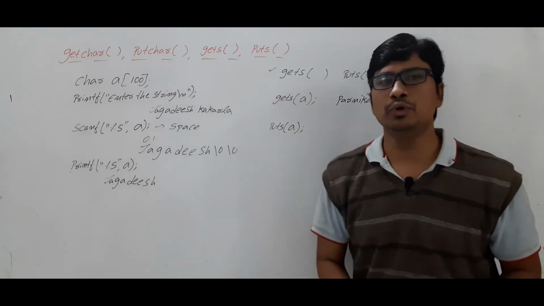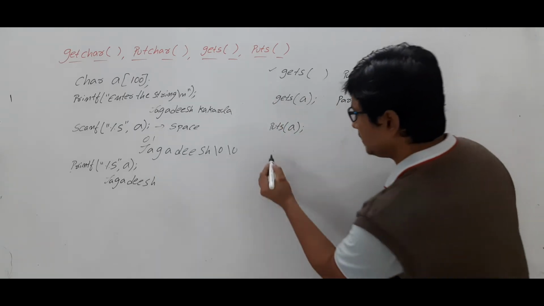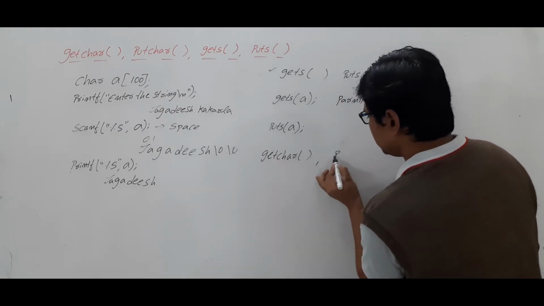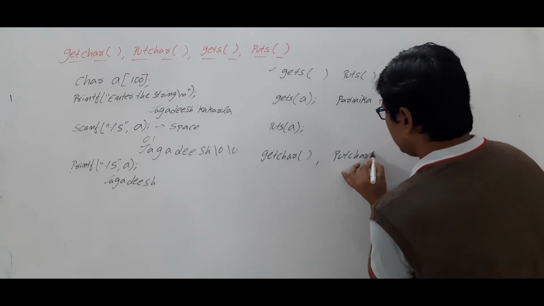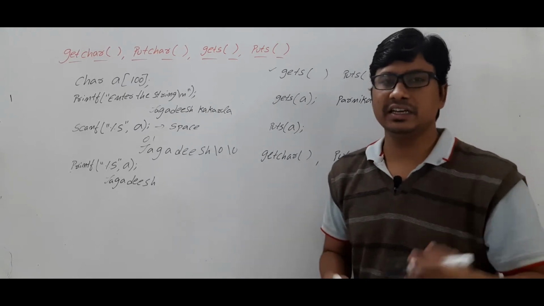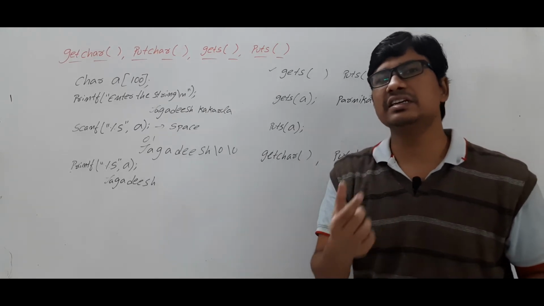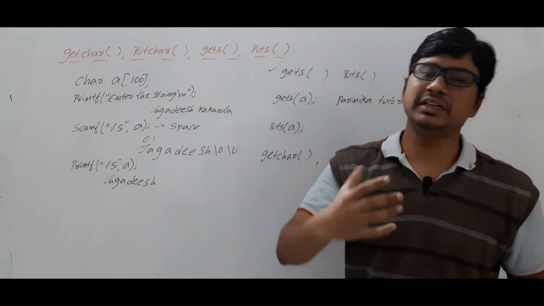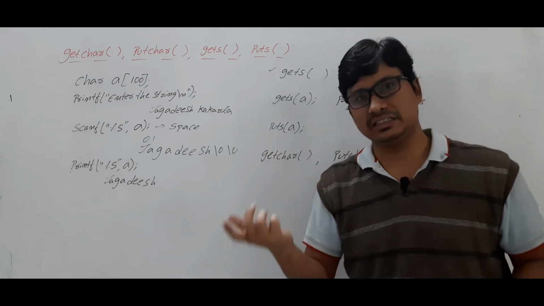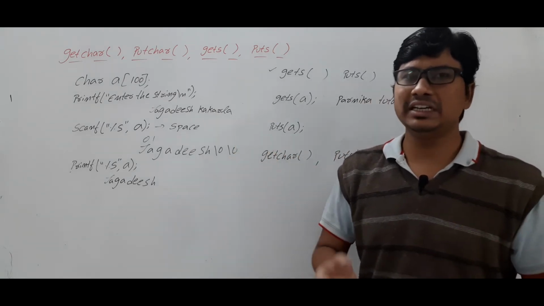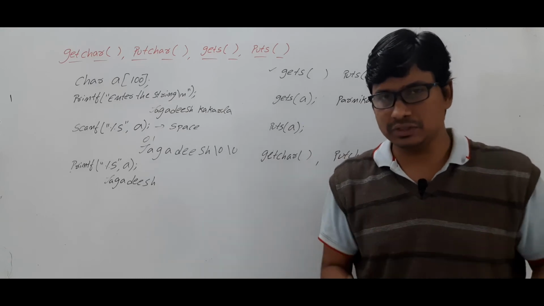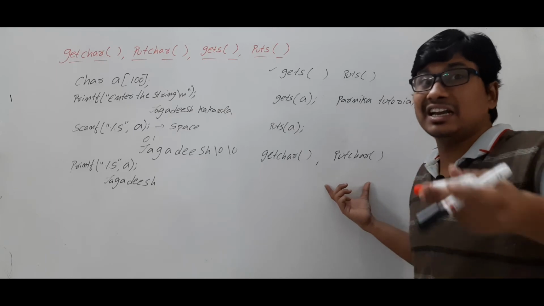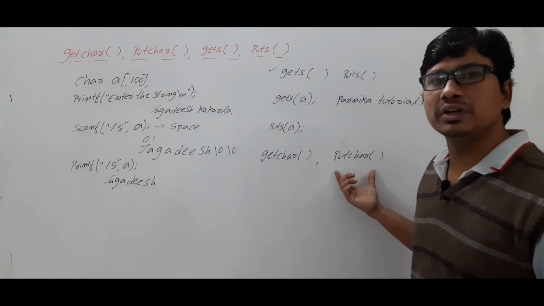Now, let me discuss about the getchar and putchar function. Now, when we define a string, we have discussed that a string is a collection of characters. So, you can read or store it as a collection of characters or entire string. So, if you want to read it as a collection of characters from the user, you can use the getchar function. Similarly, if you want to display the string as a collection of characters, you can use the putchar.